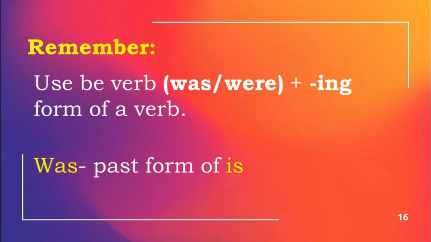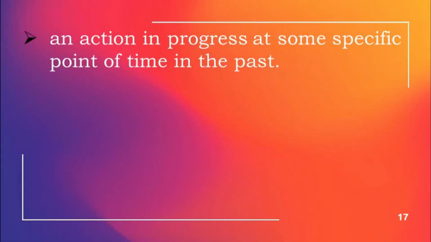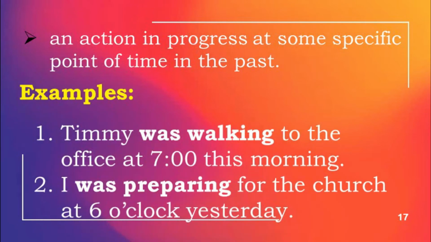Was is the past form of is. Were is the past form of are. The past progressive expresses an action in progress at some specific point of time in the past. Examples: Timmy was walking to the office at 7 this morning. So we have singular subject, Timmy. That's why we use the be verb was plus the ing form of the verb walk.